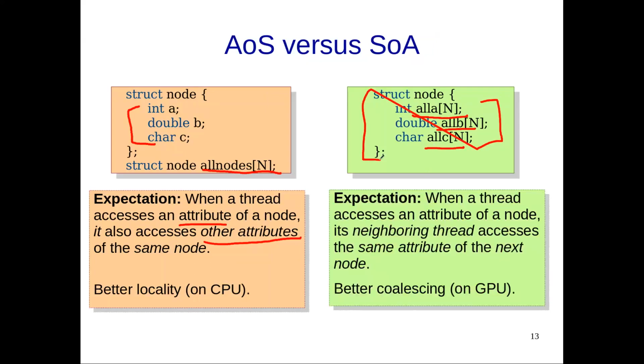And the expectation is that whenever a thread is accessing an attribute of a node, a field of a node, its neighboring thread i plus 1 is going to access the same field of the next node, right? Whenever I am accessing A of threadIdx.x, my threadIdx.x plus 1 thread is going to access A of threadIdx.x plus 1, right? That is the hope. That is the expectation, which leads to better coalescing.